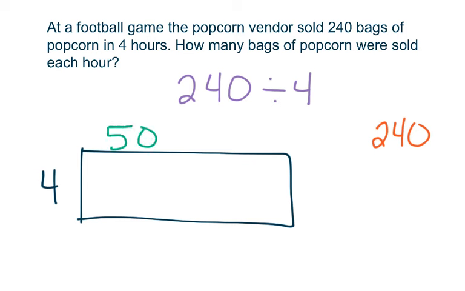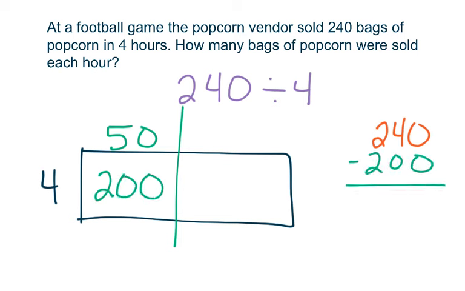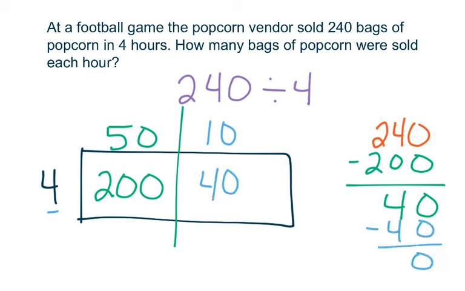So I'm going to take 50 away. 4 times 50 gives me 200. That gives me a really big chunk out of this number. I subtract and I'm left with 40. How can I get 40 when I have 4 as a number? Well, 4 times 10 would give me 40. So I'm going to subtract my 40 and I'd be left with 0.